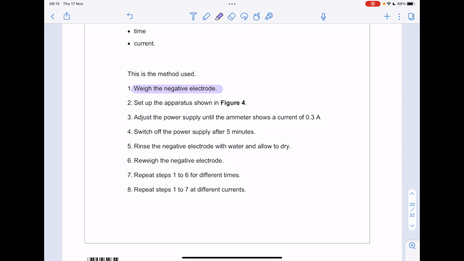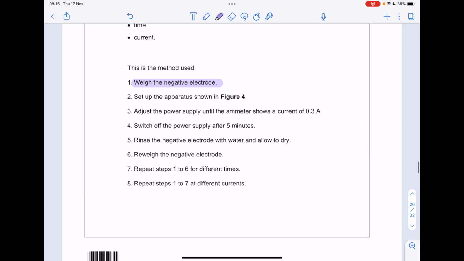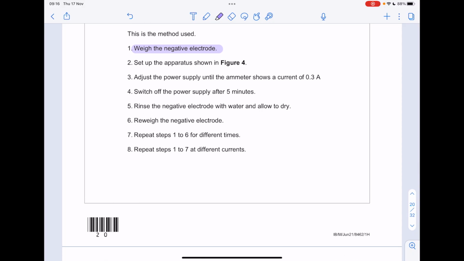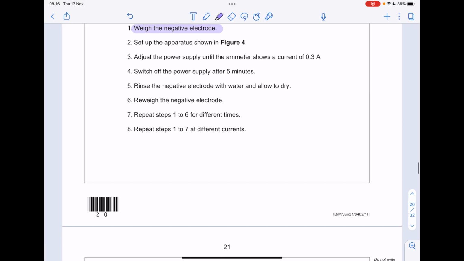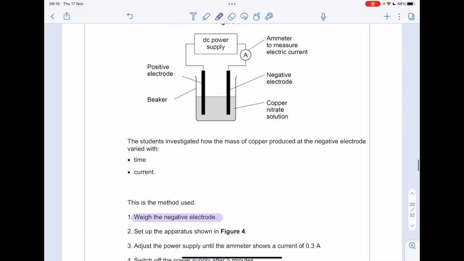Adjust the power supply until the ammeter shows a current of 0.3 amps. Switch off the power supply after 5 minutes. Rinse the negative electrode with water, allow to dry, reweigh, and then repeat steps 1 to 6 for different times. Repeat steps 1 to 7 at different currents.